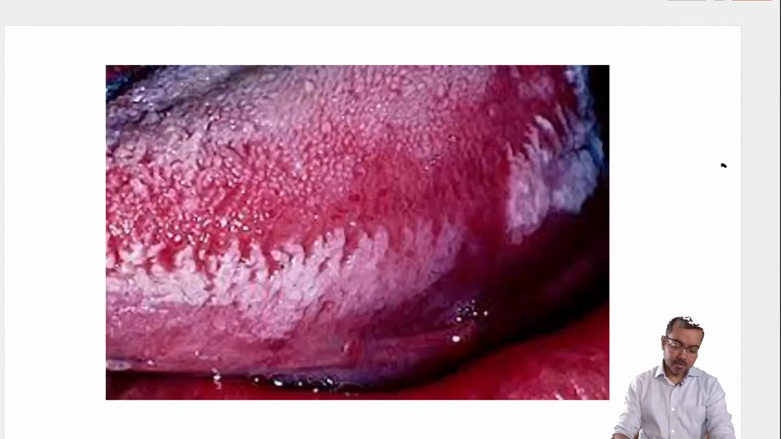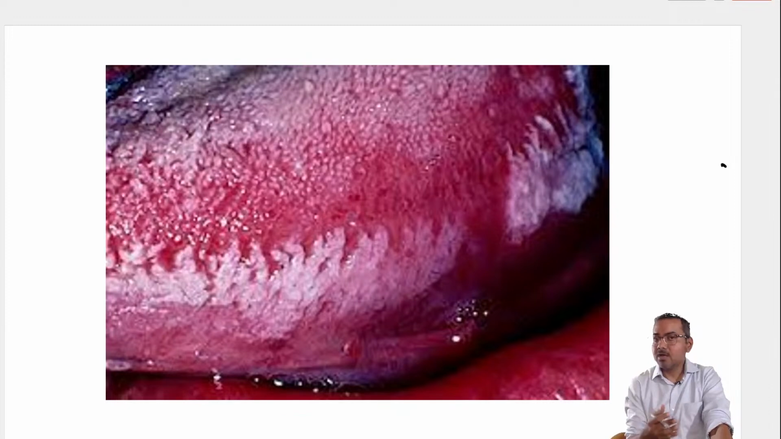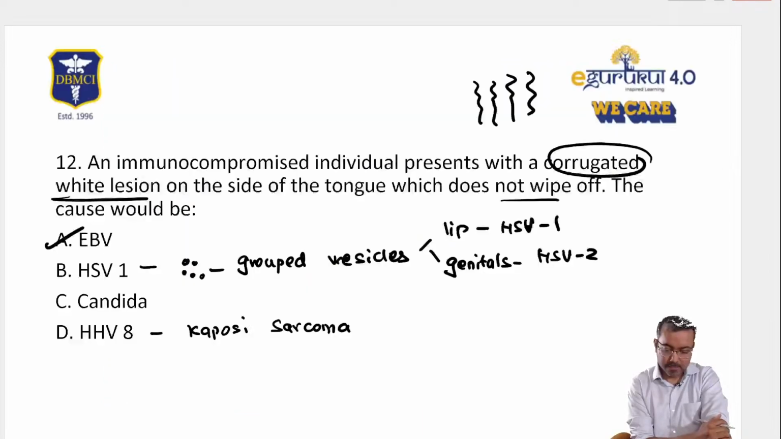Can you see this? Corrugated white lines on the sides of the tongue. It's asymptomatic usually. It's a marker of Epstein-Barr virus in HIV. This doesn't really require any specific treatment, but it's a marker of HIV positive status. The patient might not even know about it initially.